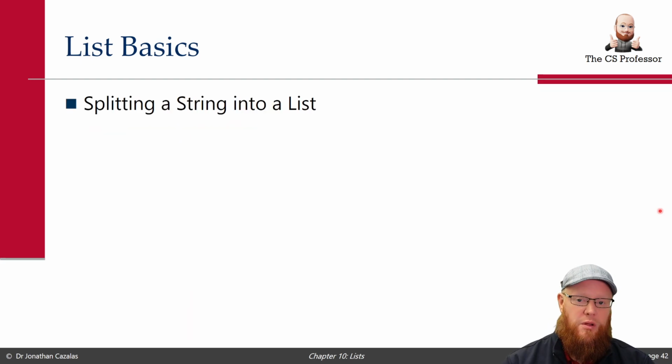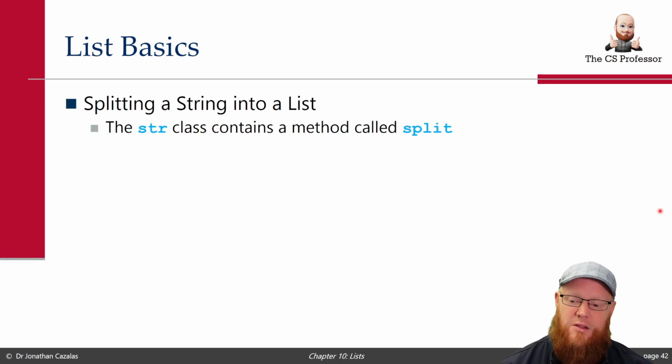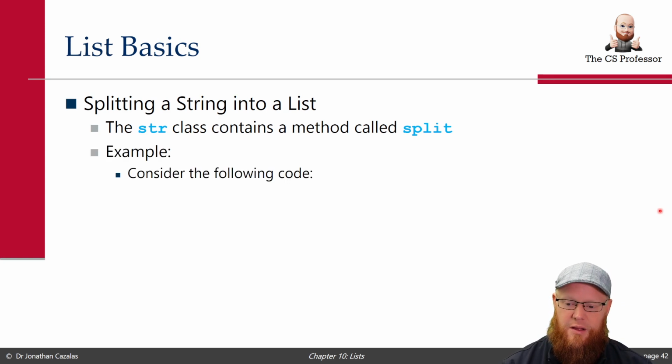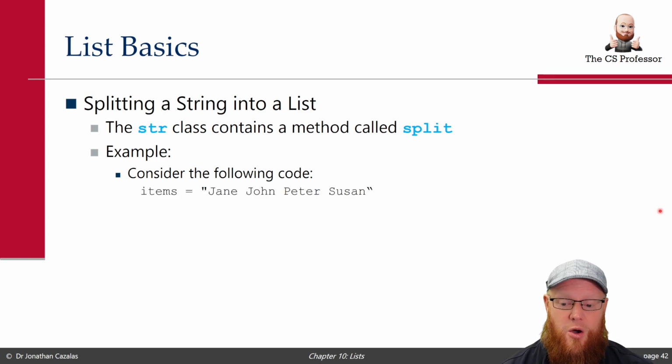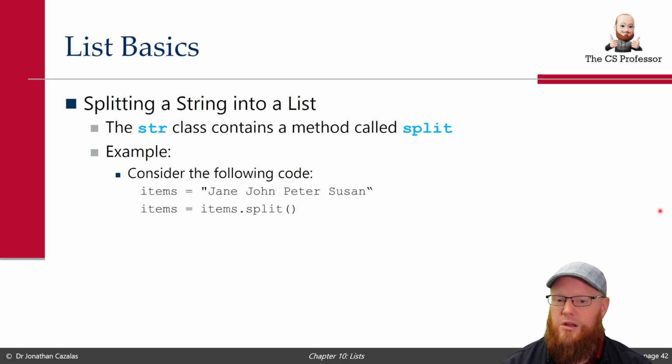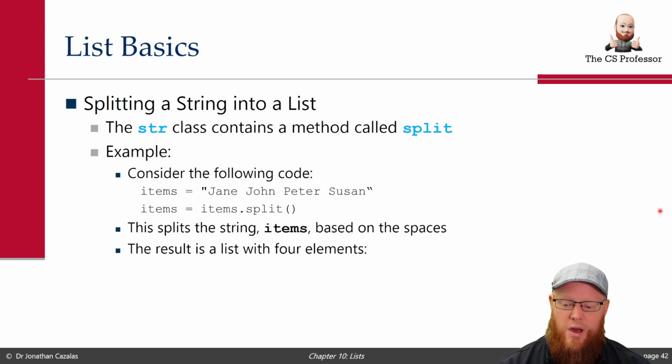The last thing we want to cover for this video is how to actually split up a string into a list, which is very helpful. So the string class contains a method called split. It's just easier to let me show you an example and then we'll talk about what's actually going on. So here we have this string called items. And look at what I do in this line. I say items equals items.split. And then what happens is I get this resulting list.